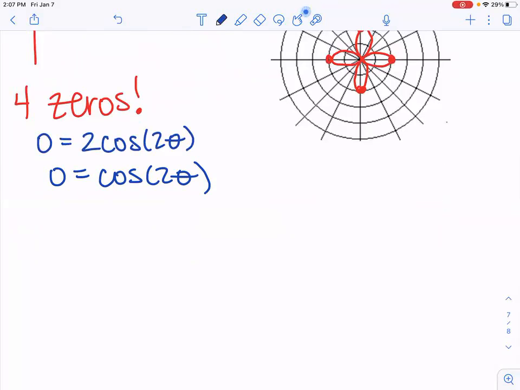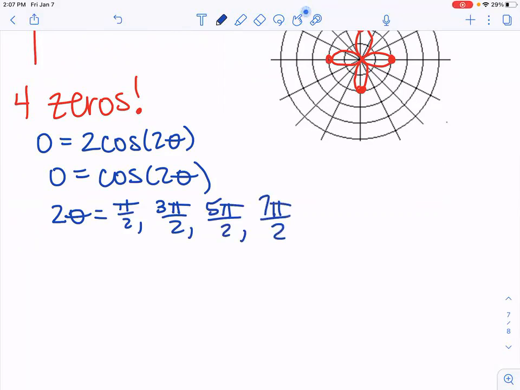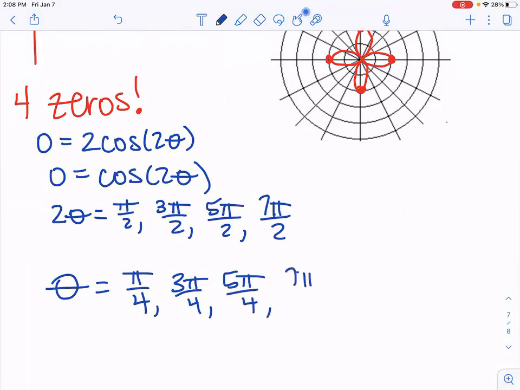So we divide the 2 over, we have the cosine of 2 theta equals 0. Now, this is what we're going to do. We know that the cosine equals 0 at pi over 2 and 3 pi over 2 and 5 pi over 2, and we can be obnoxious, right? We want 4 zeros. So I'm going to set 2 theta equal to the first 4 times the cosine is 0. So the cosine is 0 at pi over 2, 3 pi over 2, 5 pi over 2, 7 pi over 2. There we have 4 numbers. So when we divide by 2, our zeros occur at pi over 4, 3 pi over 4, 5 pi over 4, and 7 pi over 4.